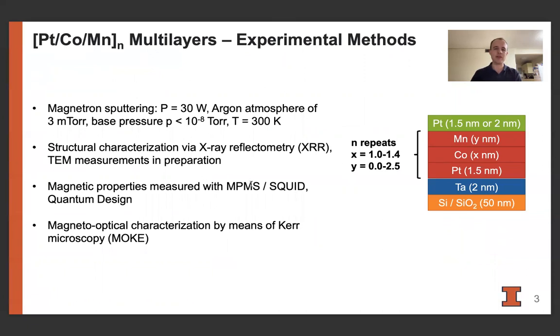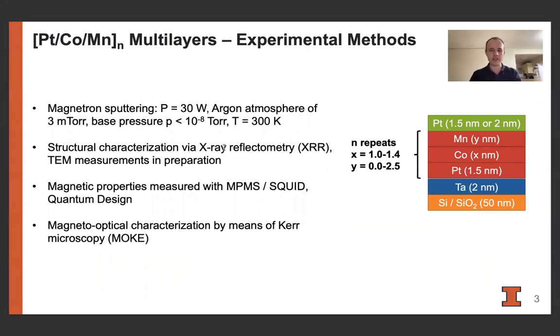These are the methods that we have used. For the fabrication, we used magnetron sputtering at relatively low powers so that we can reliably get those very small thicknesses for the individual layers. We used an argon atmosphere of 3 millitorr in each case, a relatively low base pressure, and everything has been done at room temperature.